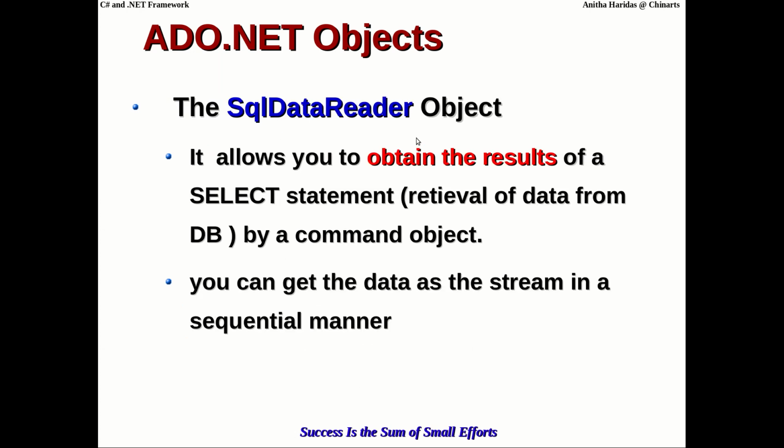The next thing we have is the SQL data reader object. The data reader object will be used for retrieving the data from the command object. So the command object will be executing the query. Once you have executed the query, it will return a set of records. These set of records must be stored in the SQL data reader, and you can get the data from the SQL data reader as a stream in a sequential manner, because it is a forward only and read only object.